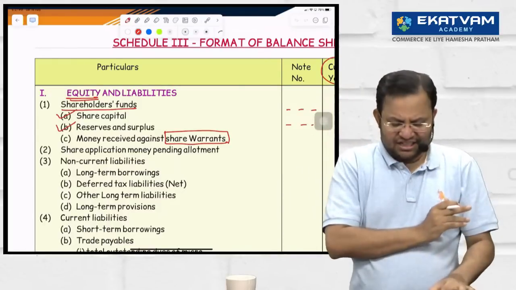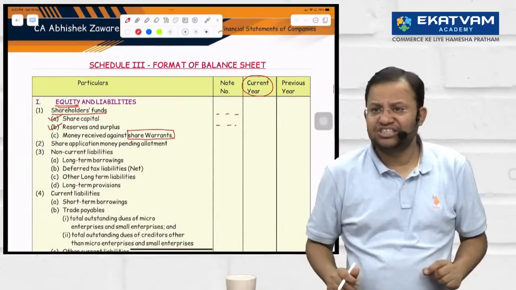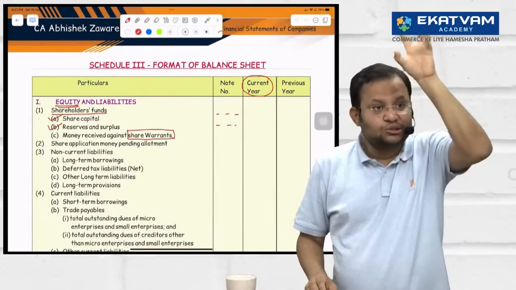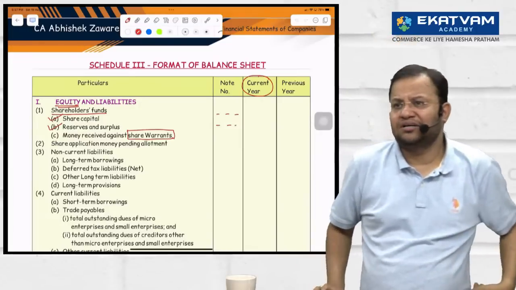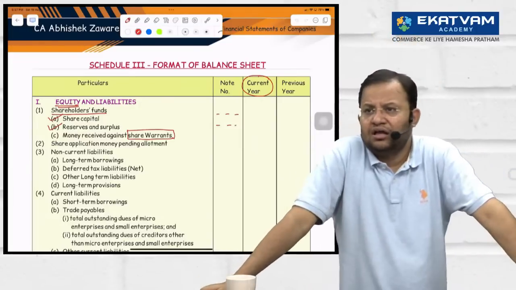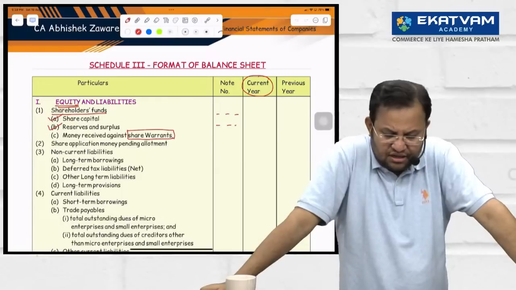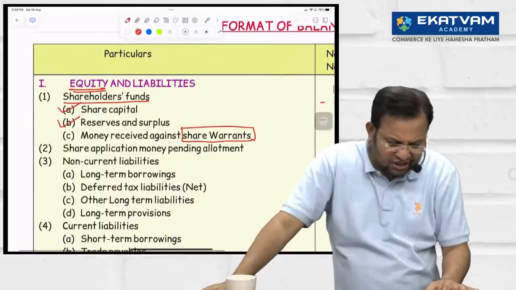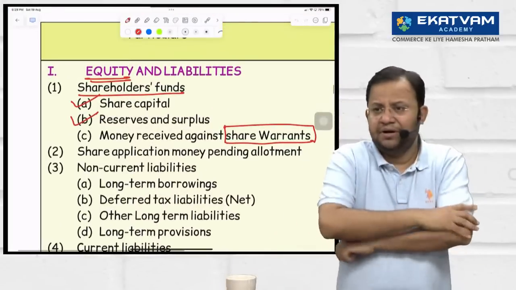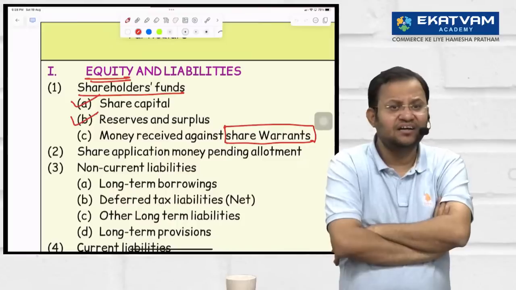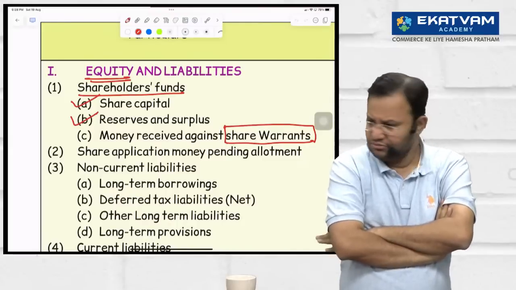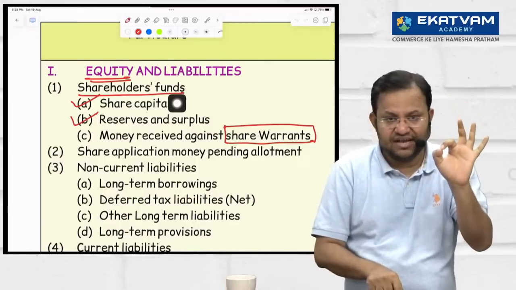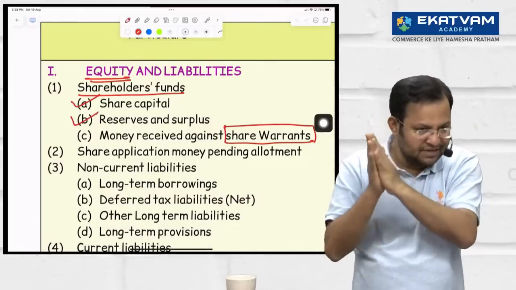So come back to the balance sheet. This is the format of the balance sheet, Schedule 3. What are we going to present? Particulars, note number, current year and previous year. Shareholders fund: share capital and reserves and surplus. Both things are clear. Share capital will be showing only face value. Reserves and surplus is capital plus revenue.